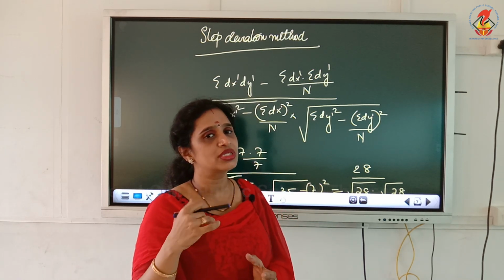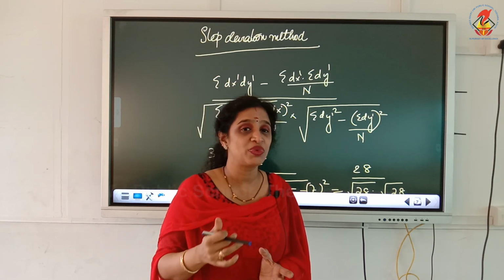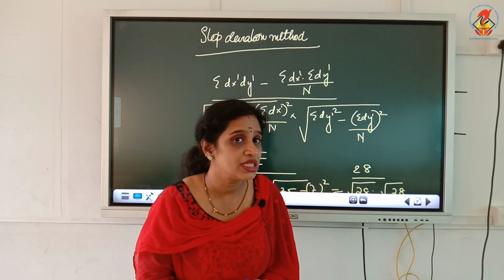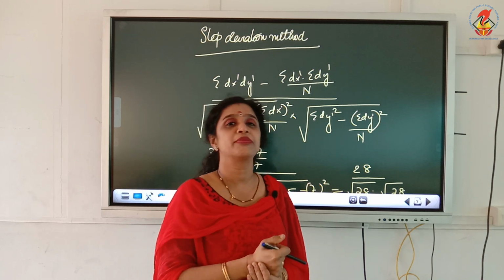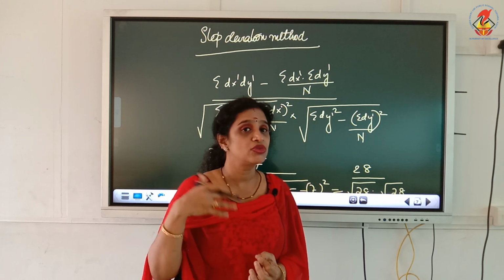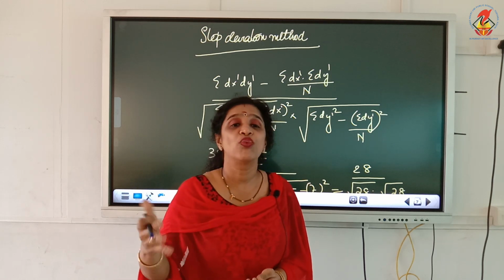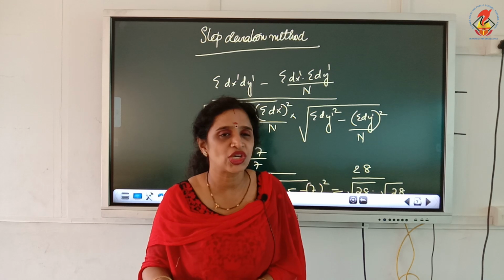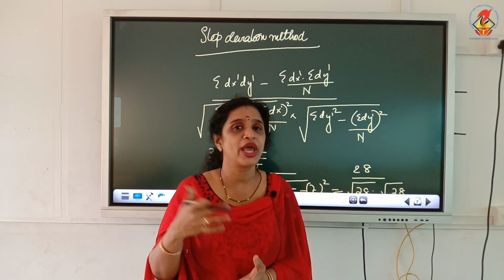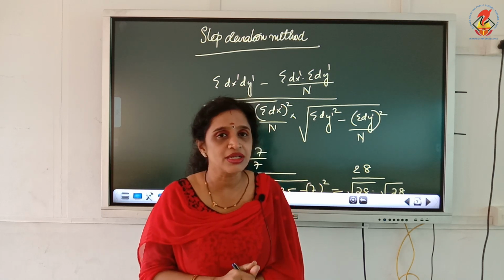You know this step deviation method thoroughly, because we have learned it while doing problems related to arithmetic mean. So it is x minus a by c, and dy dash is y minus a by c. C is the common factor. So what common factor exists for the x variable and y variable? That can be taken as the c.